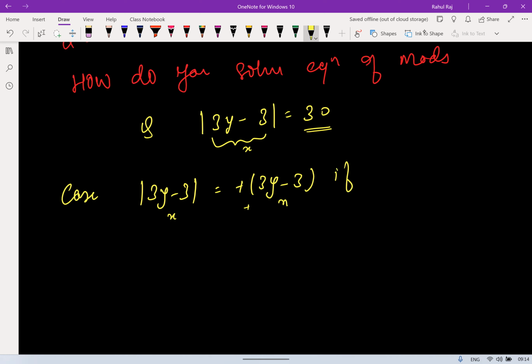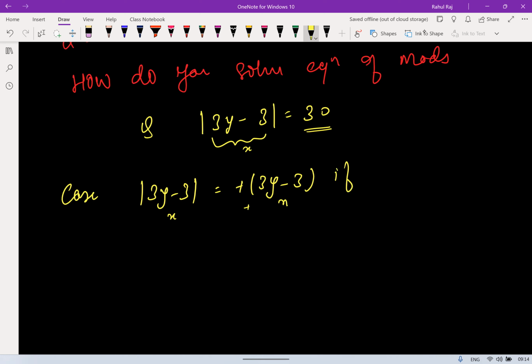So y would become 11, Alexa, right? So 3y minus 3 greater than or equal to 0 means y is greater than or equal to 1. For y greater than or equal to 1, y is equal to 11. This is a valid solution. Now case 2, Alexa. This is case 1. Case 2 is again the same thing.